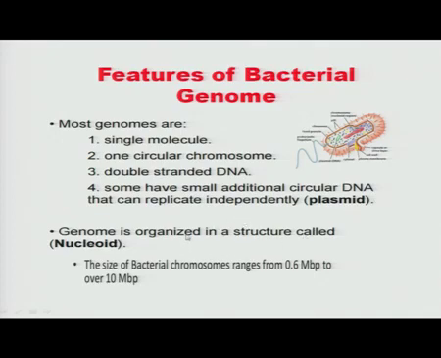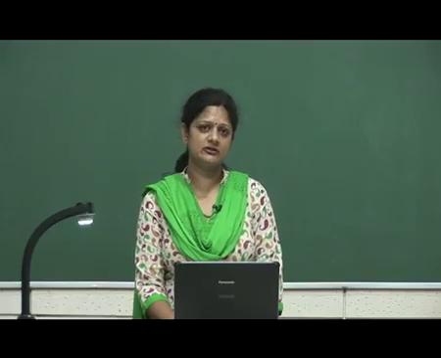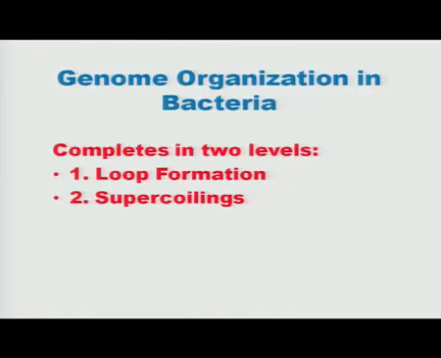The bacterial DNA is organized in a structure which is called the nucleoid, and the size of the bacterial chromosome ranges from 0.6 million base pairs to over 10 million base pairs. Now, let us see how the bacterial genome packs and organizes itself in a bacterial cell. There are 2 levels of genome organization in bacteria. One is loop formation and the second one is supercoiling.